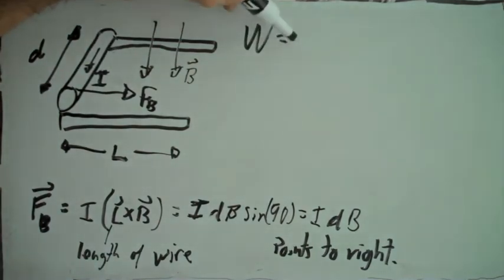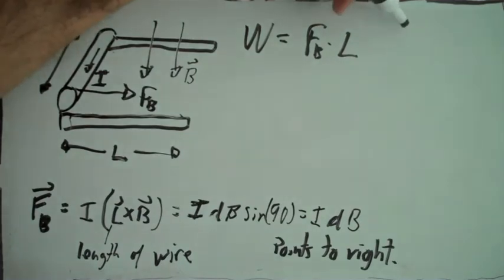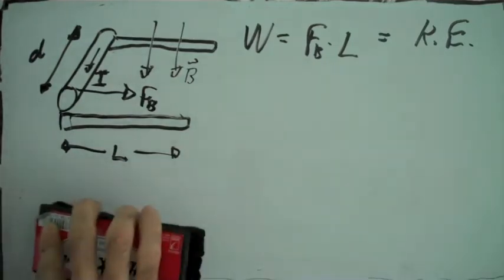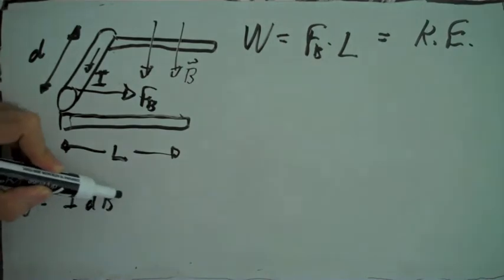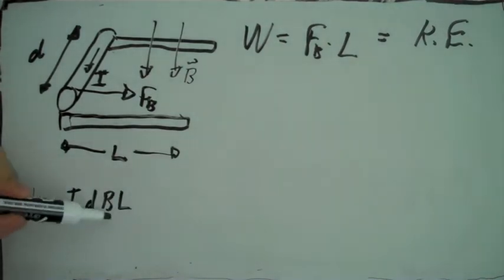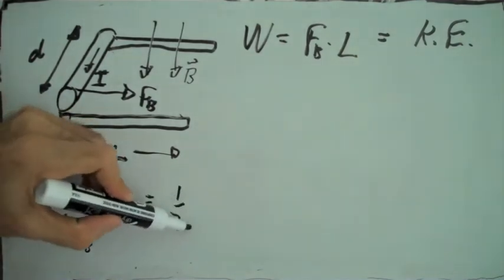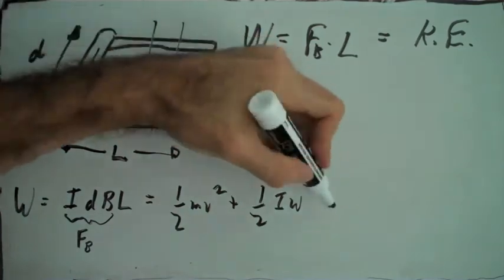So the work that this force does is the force times the distance that it pushes the wire, a distance of L. And that's equal to the kinetic energy that the wire has right before it rolls off of the rails. So the kinetic energy in this case has two components, because it's moving by rolling. The work, which is equal to the force times the distance, equals the two components of the kinetic energy, the center of mass motion plus rotation around the center of mass.